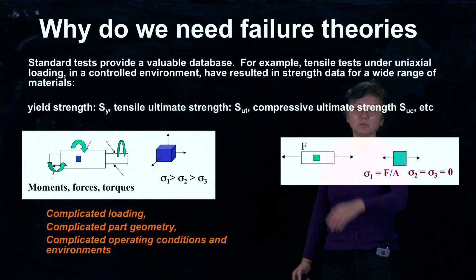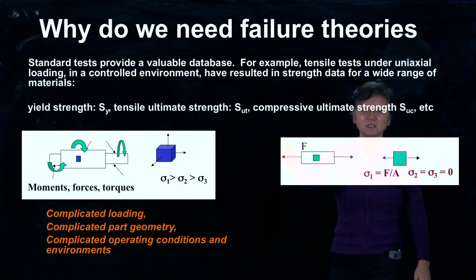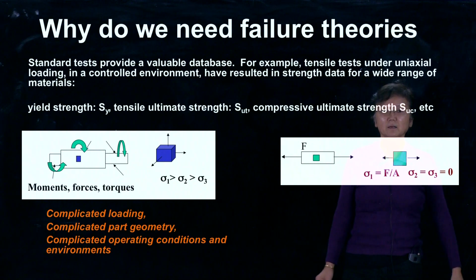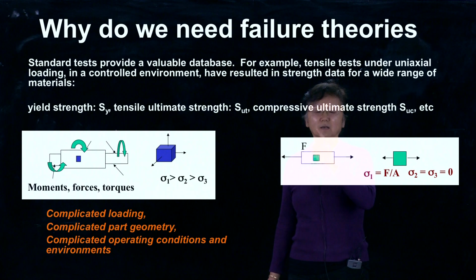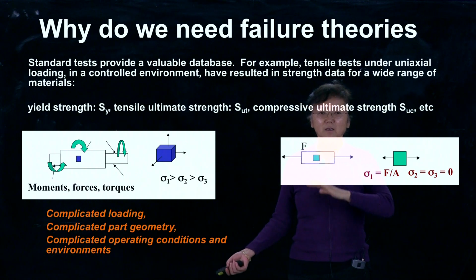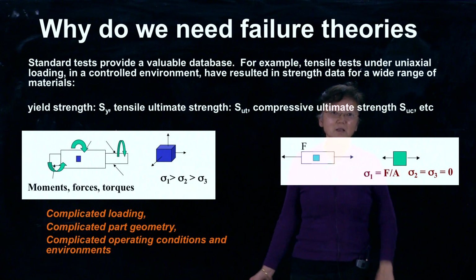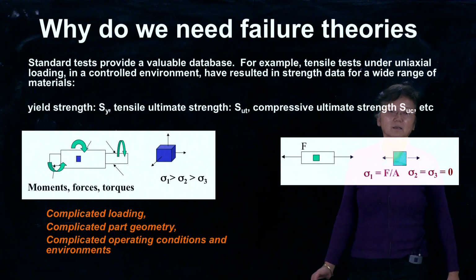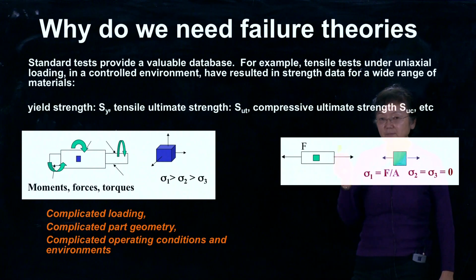Those symbols show the notation we use. For example, for yield strength, we use SY. And for ultimate strength, we use SU, but T means tensile. Maybe for simplicity, we can use SU if the compressive and the tensile ultimate strengths are the same. And similarly, SUC, where C means compression.